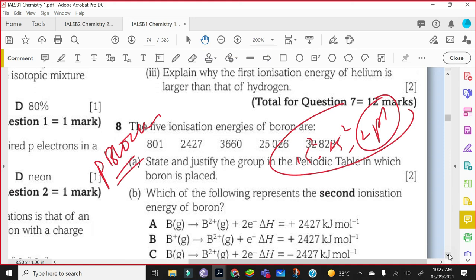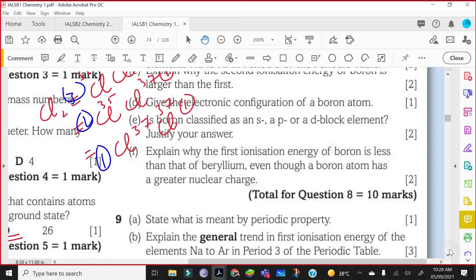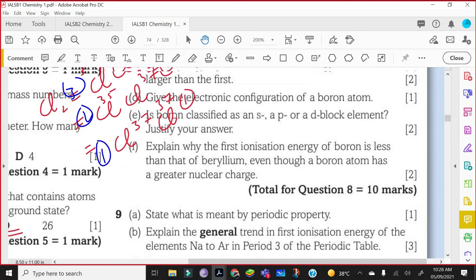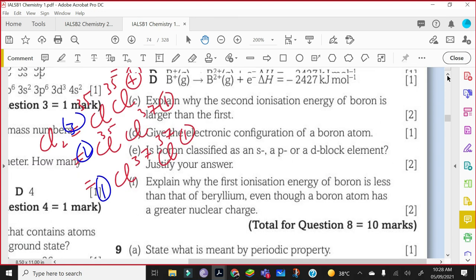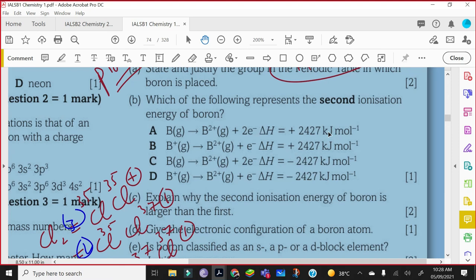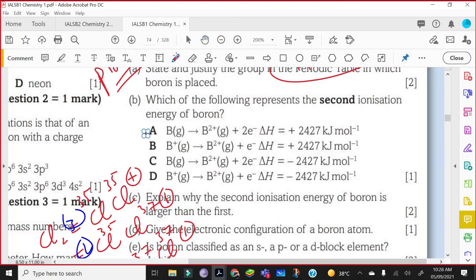Yes. Okay. Yes, sir. Which of the following represent the second ionization energy of boron? Okay, second ionization energy of boron is... Okay. Is this the second ionization energy of boron? The first one? No, sir. Is it the second one? Yes, sir, the second one.